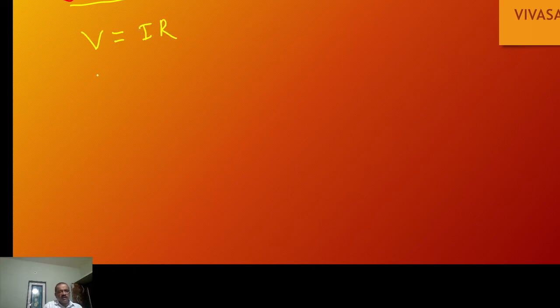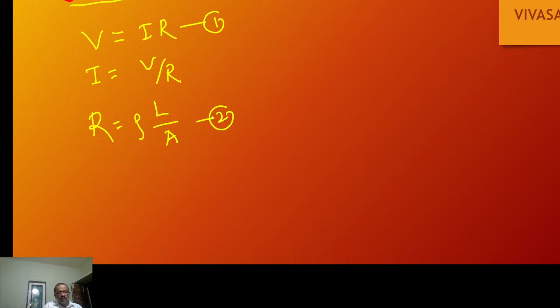From this, I can write I is equal to V upon R. This is Ohm's law, current equals voltage upon R. When you talk about the resistance of a conductor, it is directly proportional to length and inversely proportional to the area of cross section, so R is equal to rho L upon A. Rho is called the proportionality constant. I can call this equation number 1 and this equation number 2.